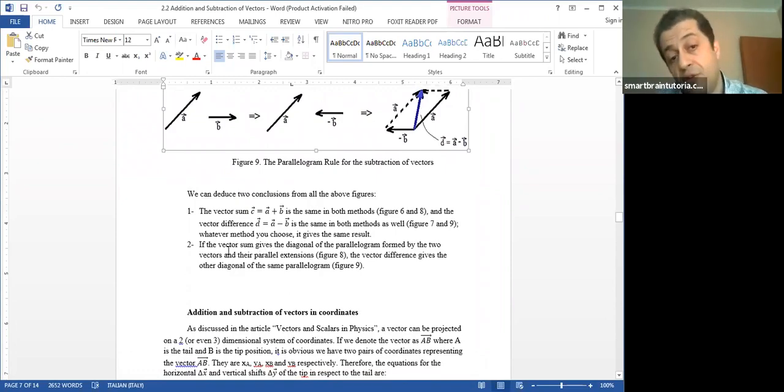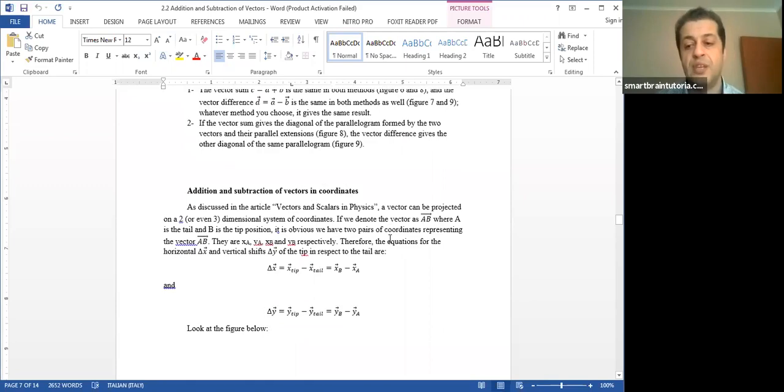The second conclusion is, if the vector sum gives the diagonal of the parallelogram formed by the two vectors and their parallel extensions, the vector difference gives the other diagonal of the same parallelogram, as we said before.